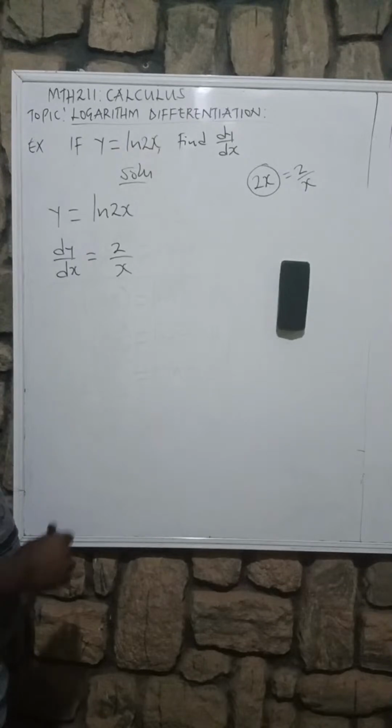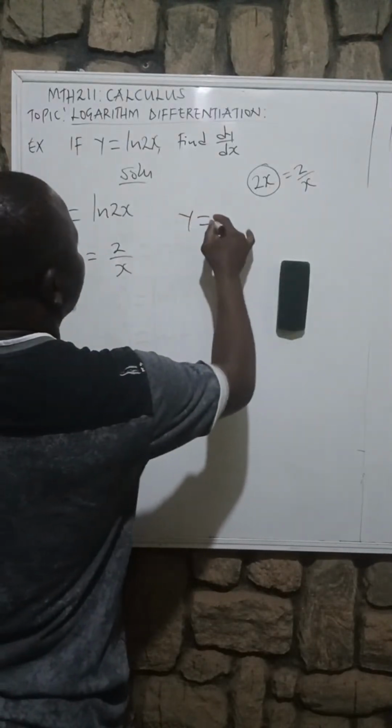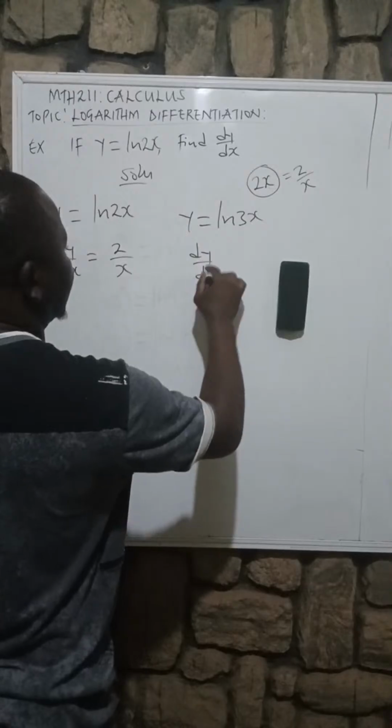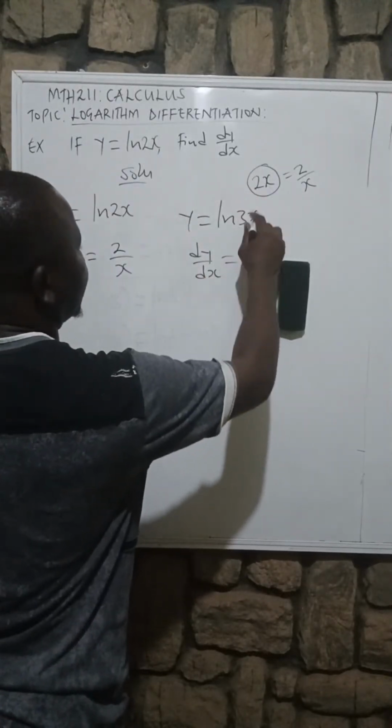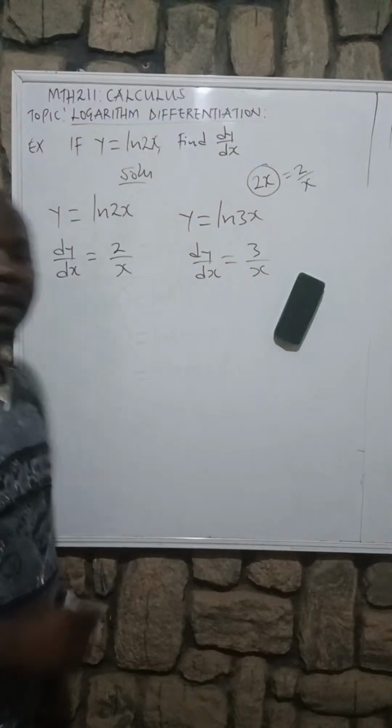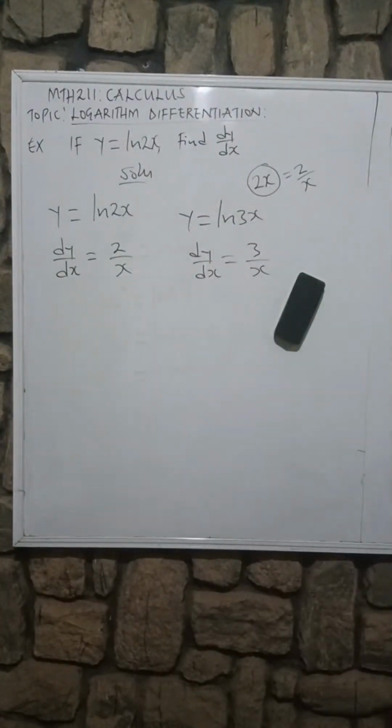Supposing here is 3, let us say y equals ln 3x. What are you supposed to have? You are supposed to have dy over dx, because if you differentiate 3x, you have 3. You divide by x. This is 3 over x. Are you following? Do you understand? So we can proceed, right? Okay.